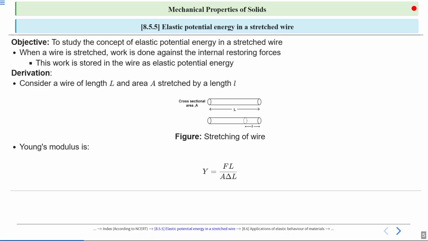Young's modulus, represented by Y, is a measure of how stiff a material is. So the formula is Y equal to FL divided by A into delta L. A higher Young's modulus means the material is stiffer, and stretches less for the same force.